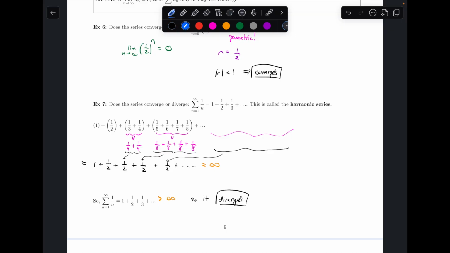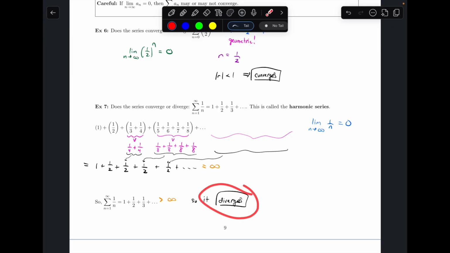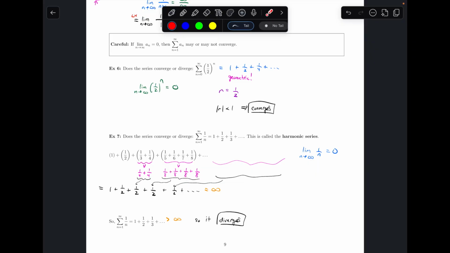Even though the limit as n approaches infinity of just this formula for the terms, 1/n, ends up being 0, that's not enough to say the series converges. It actually diverged here. So the moral is, if I check the limit of the terms and it's 0, it could converge like it did here. It could diverge. It depends on the series. So in and of itself, this doesn't tell me any info unless I do more analysis.